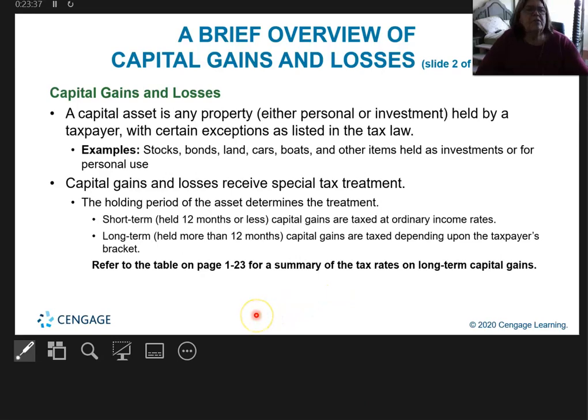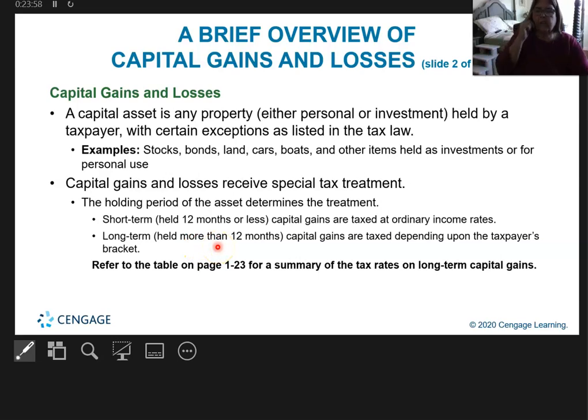This is probably the most misunderstood. A capital gain is nothing more than a gain on a capital asset. An asset is something you own. Here are examples of different types of assets. They can receive special tax treatment. It depends on how long you held them. Short term is always 12 months or less. Long term is more than 12 months.